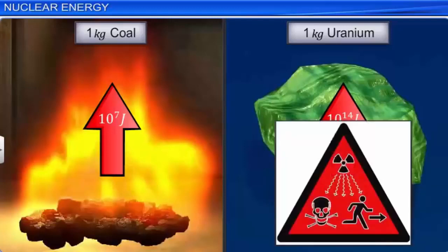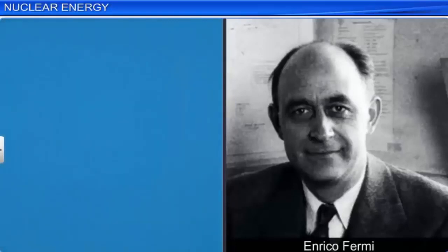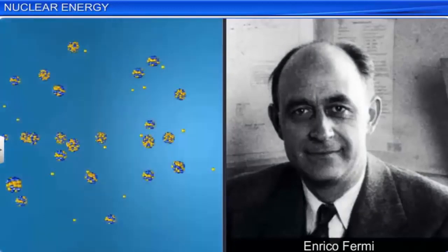Let us now look at the nuclear processes which release such enormous amounts of nuclear energy. An Italian-American physicist, Enrico Fermi, found that when neutrons are bombarded onto various elements, new radioactive elements may be produced.